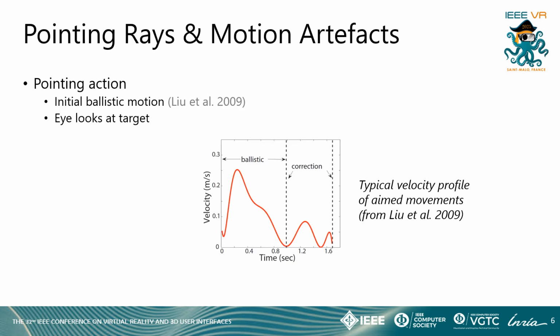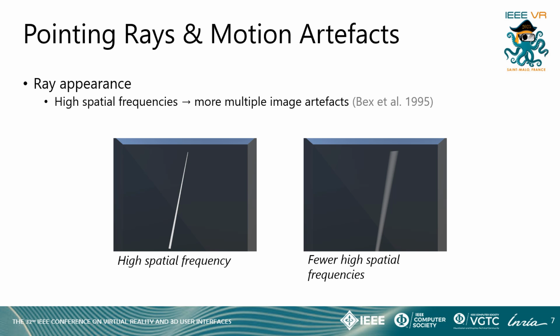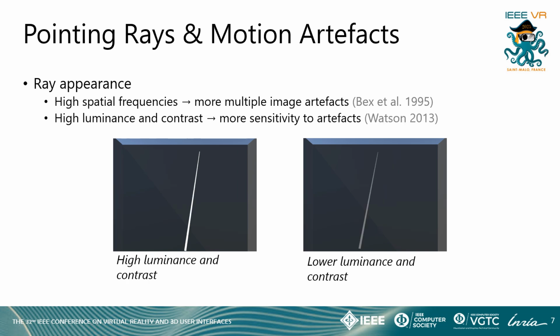Pointing movements have been shown to start with a fast ballistic motion of the pointer towards the target. If the user's gaze is fixed on the target while this motion occurs, the ray stimulus is likely to move quickly across the retinal image and cause multiple image artifacts. In addition, the ray stimulus often has high spatial frequencies, which cause artifacts to be perceived at lower movement speeds. If the ray is brightly colored or contrasts with the background, then artifacts will be more noticeable due to the visual system's sensitivity to high luminance and high contrast stimuli.